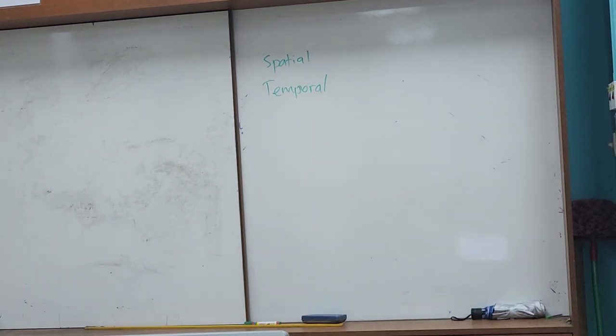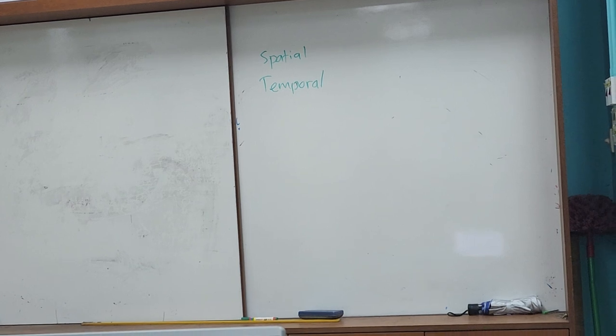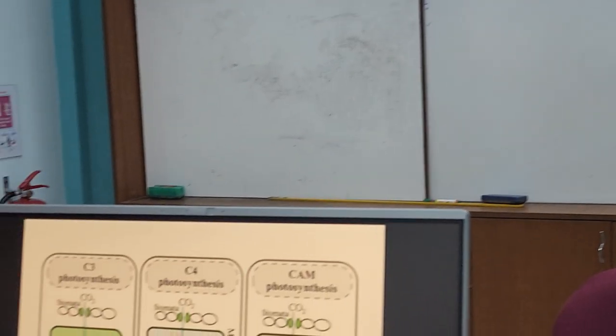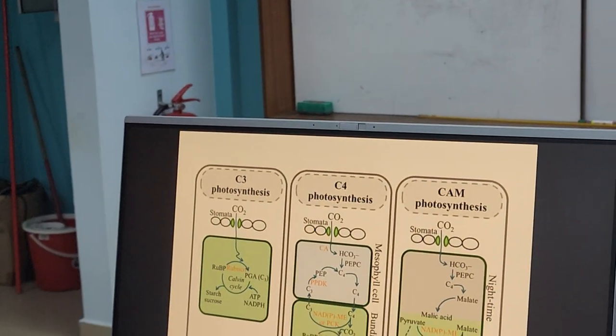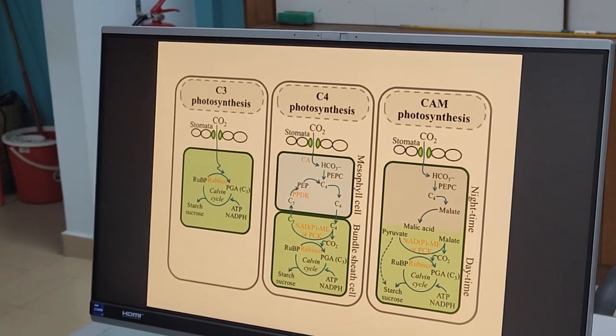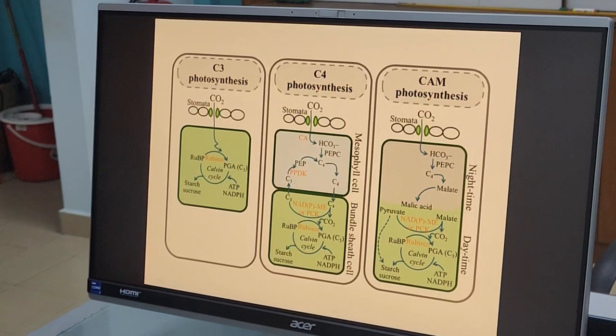For the CAM plant, the separation between carbon fixation and carbon assimilation is done by temporal separation, by time. Tempus. I think that's the name of a god. A god, Greek. Yeah. Tempus. I think. Tempus. Yeah. It is said that if you BFF with Tempus, you can reverse time.